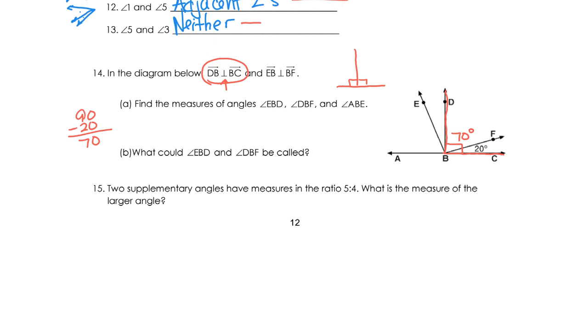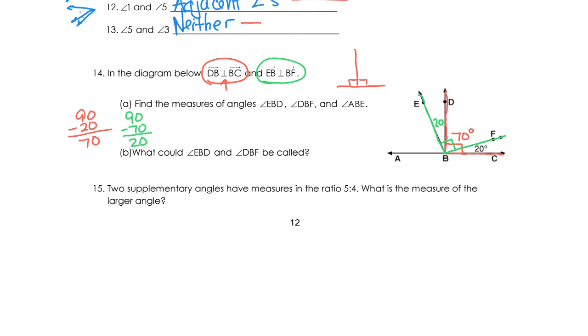Okay. We are also given another pair of perpendiculars, and this time EB is perpendicular to BF. And so this is also a 90-degree angle. And do you guys see how the 70 we just found is part of that 90-degree angle? So if we take 90 degrees and take away the 70, there'll be, guess what, 20 left for this angle here.